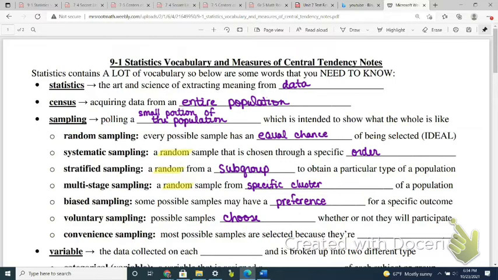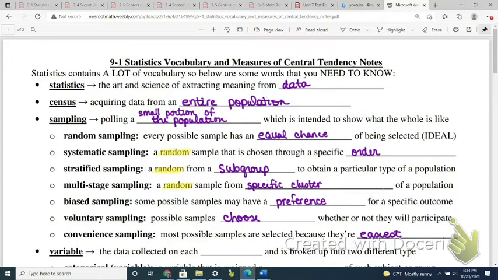Convenient sampling. This is when most possible samples are self-selected because they're the easiest. Okay, I want to find out what people in Asheboro think about a certain topic. So I'm going to go stand outside my local supermarket and ask them because that's closest to my house. That is convenient sampling. Am I going to get the entire city population of where I live? No. But it's easiest for me.